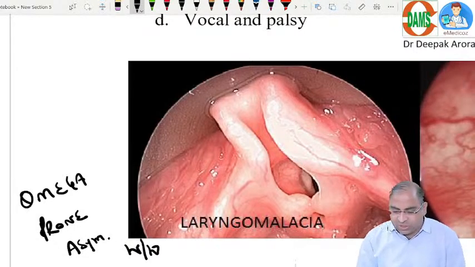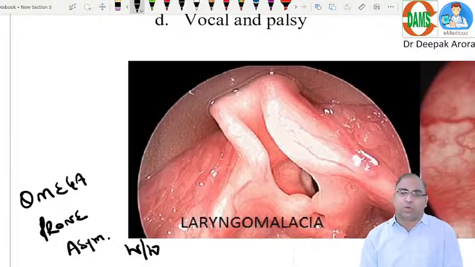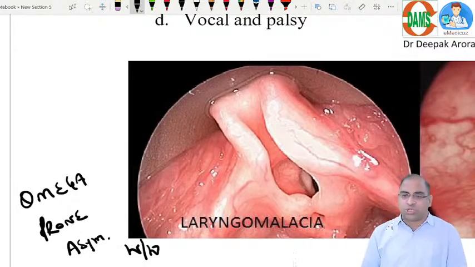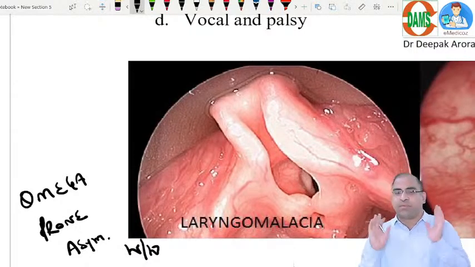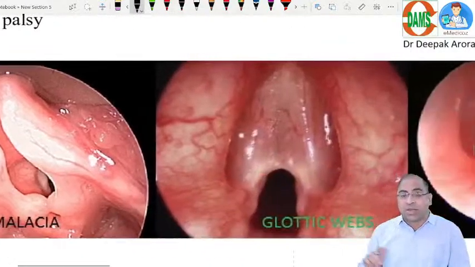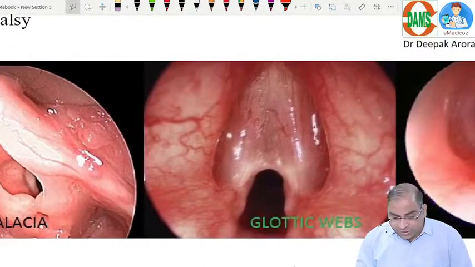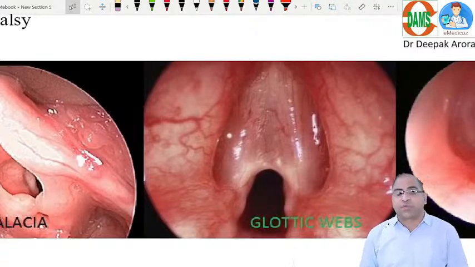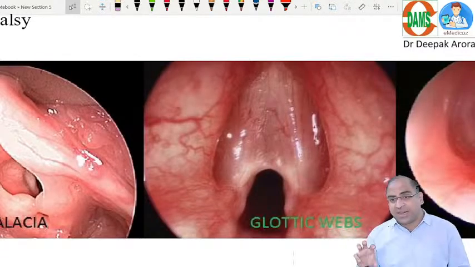If you ask me which are the four worth remembering points, I will say omega shaped epiglottis, prone position, asymptomatic, wait and watch. That's it. These are the worth remembering points. Or they can show you this type of slide. If examiners show you this type of slide, it is congenital webs.